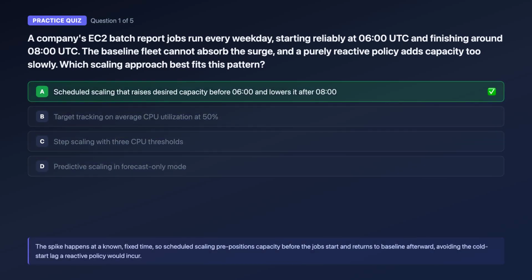The right call here is A. The demand hits at a known fixed time, so scheduled scaling prepositions the fleet before 6 and drops it back after 8. Reactive policies wait for the metric to climb, which is exactly the cold start lag you want to avoid when the clock already tells you what's coming.